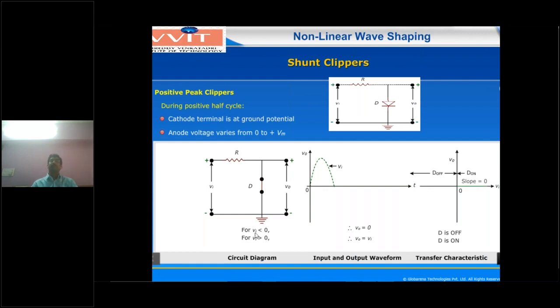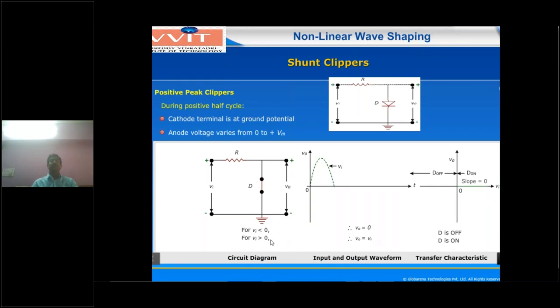Once you apply a negative peak at the input side, what will happen? The diode will be in off condition. Why? Because the negative input is coming at the diode anode terminal and the cathode is 0. The 0 voltage value is more positive compared to the negative voltage. That's why the diode will be off, acting as an open circuit. In the negative peak condition, the output voltage value will be 0.